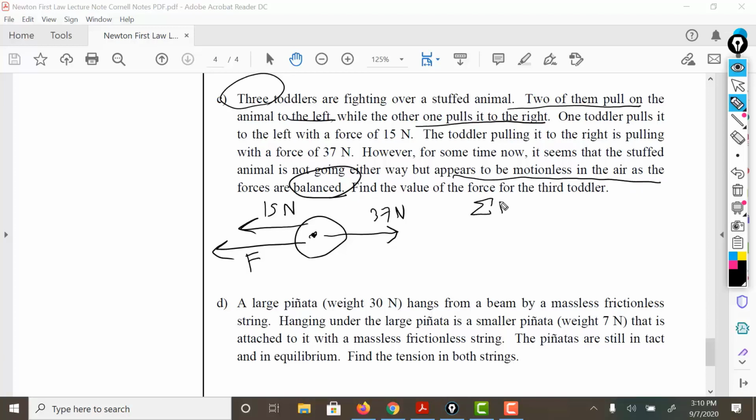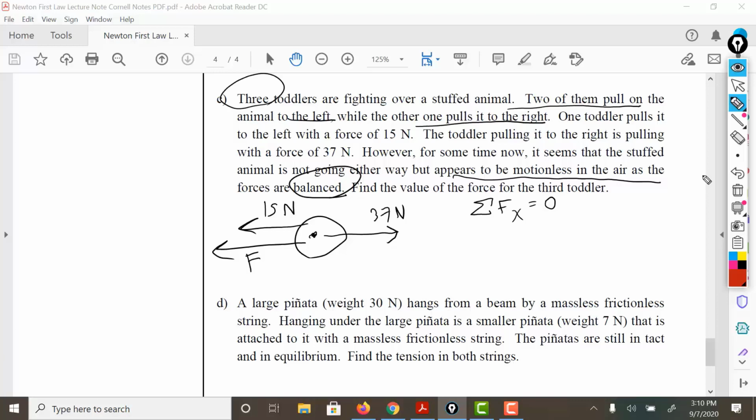So the sum of the forces along the x-axis is equal to 0. We want to find that third value of that force. So again, I know you can do this in your head, but we need to get you in the good habit of setting these up and understanding what goes where and why. So we need to pick a positive side, we need to pick a negative side.